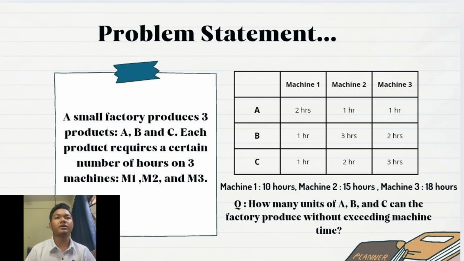So we move to the problem statement. A small factory produces three products: A, B, and C. Each product requires a certain number of hours on three machines: machine 1, machine 2, and machine 3. Look at the table, and the question is, how many units of A, B, and C can the factory produce without exceeding machine times?